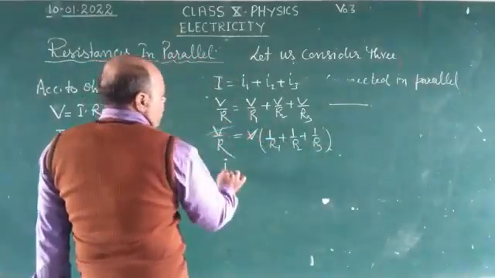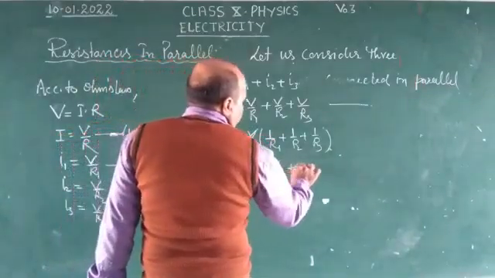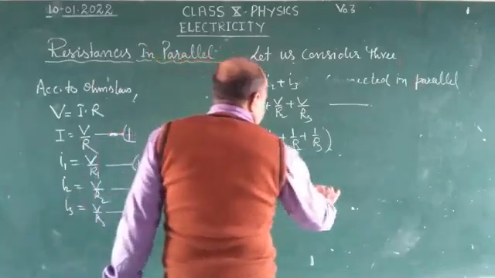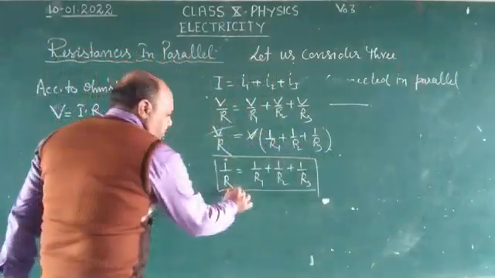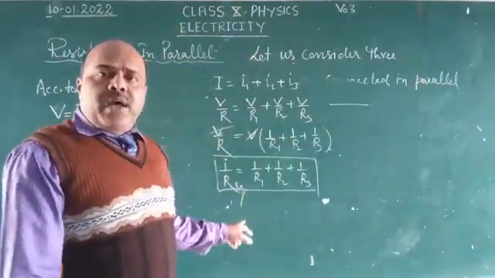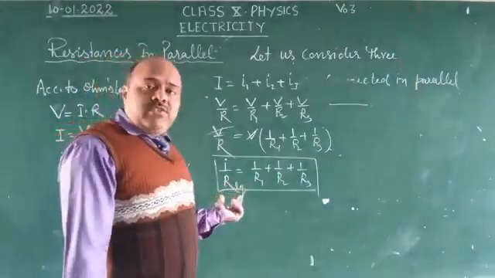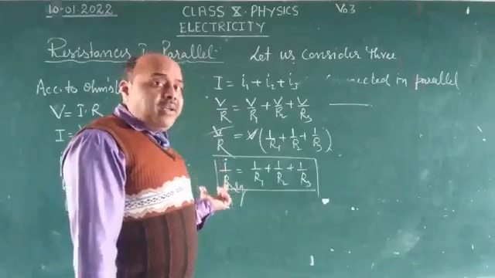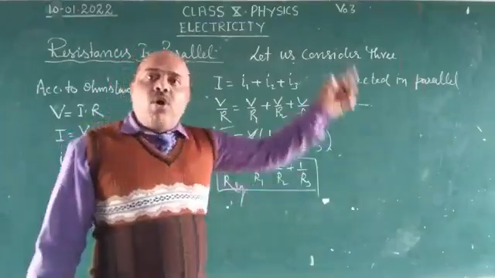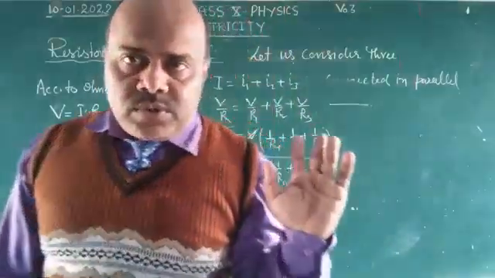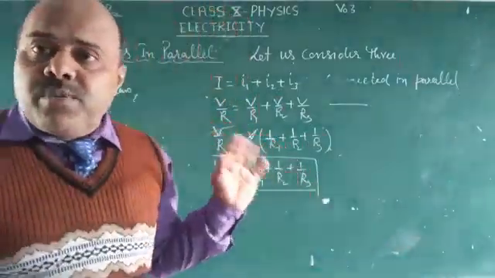V is cancelled out. Now 1 upon R is equal to 1 upon R1 plus 1 upon R2 plus 1 upon R3. This is the equivalent resistance. R equivalent: 1 upon R equivalent is equal to 1 upon R1 plus 1 upon R2 plus 1 upon R3. Hence, we can say that the equivalent resistance in parallel combination, the combined resistance, in reciprocal form is equal to the algebraic sum of all the individual resistances in reciprocal form.